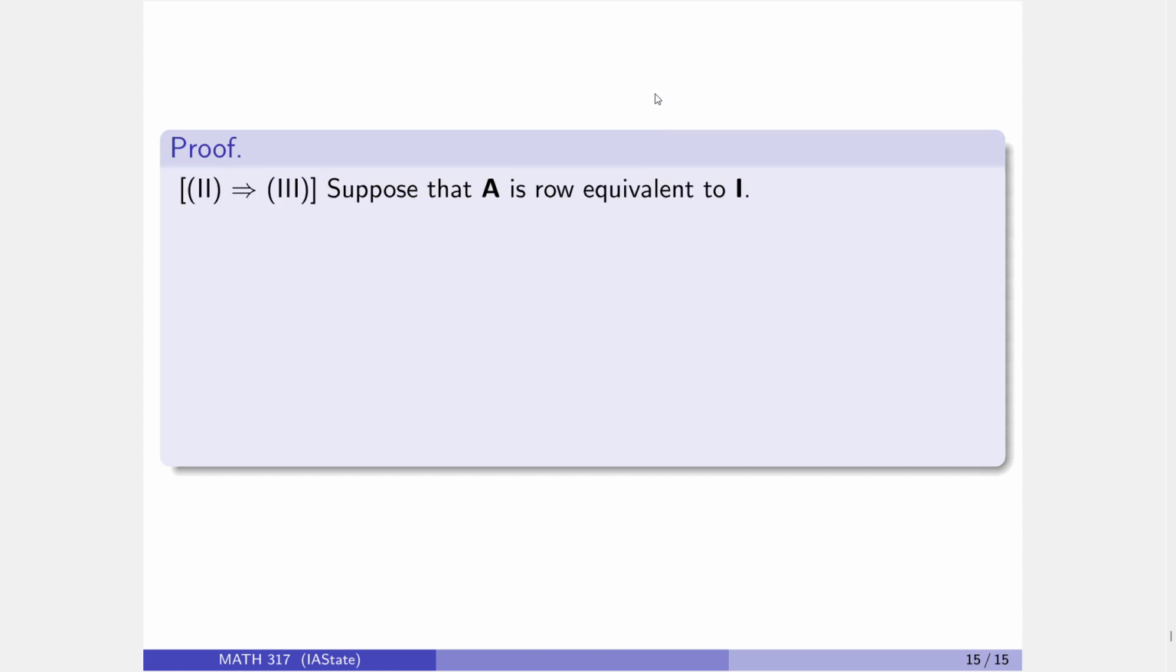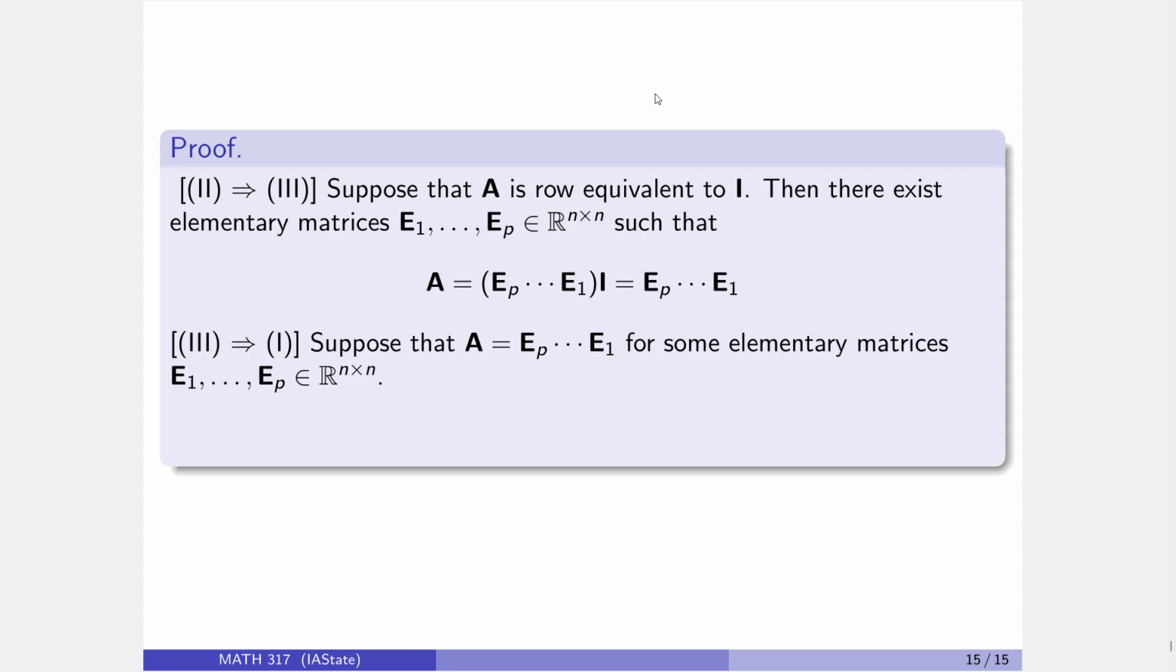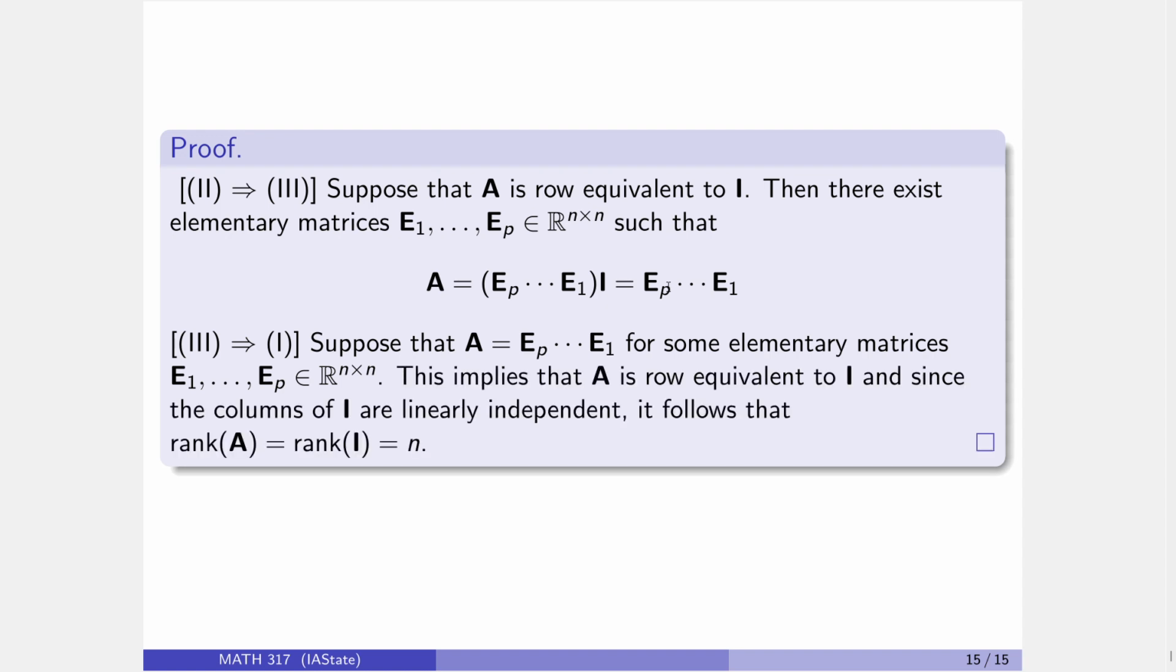Let's do it up. All right, so suppose we are row equivalent to the identity matrix. Then I can find elementary matrices so that A is equal to the row operations we did to get to the identity, but multiplying by the identity matrix just gives me the product of elementary matrices. And finally, if we're a product of some elementary matrices, that means you're row equivalent to the identity matrix, and the columns of the identity matrix are linearly independent. So the rank of that is equal to n, as we've already proven at the top of the video. And hey, there you go. Rank of A is equal to the rank of the identity matrix, which is equal to n, and the proof is over.